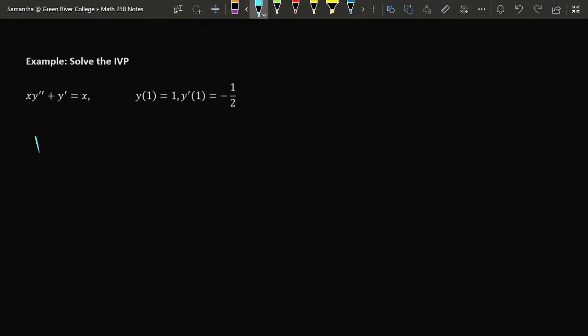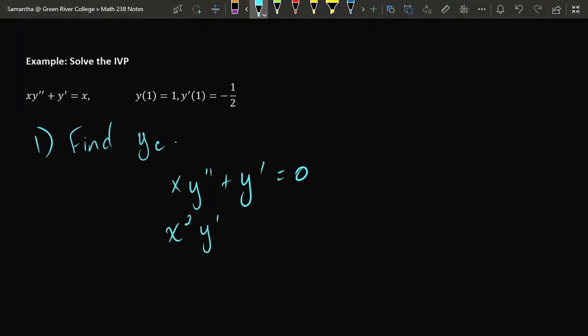So, it begins exactly the same way that it began before. First, let's find the complementary function. Now again, this may not seem like a true Cauchy-Euler equation, but this is equivalent to x squared y double prime plus xy prime is equal to 0, and you can find that by multiplying everything by an extra copy of x.